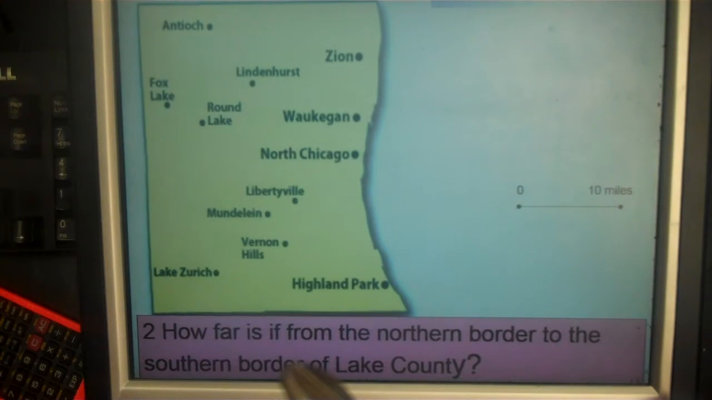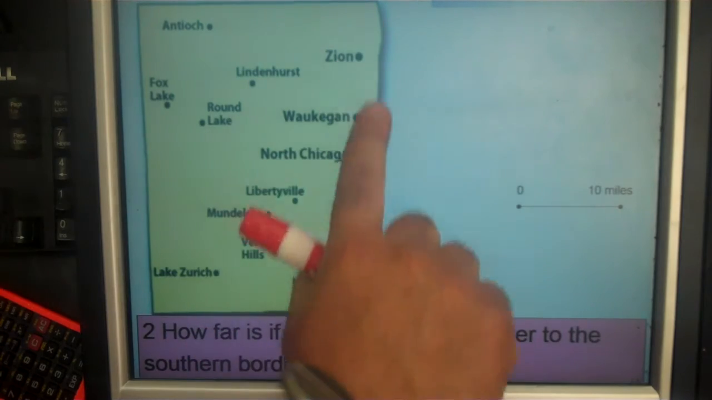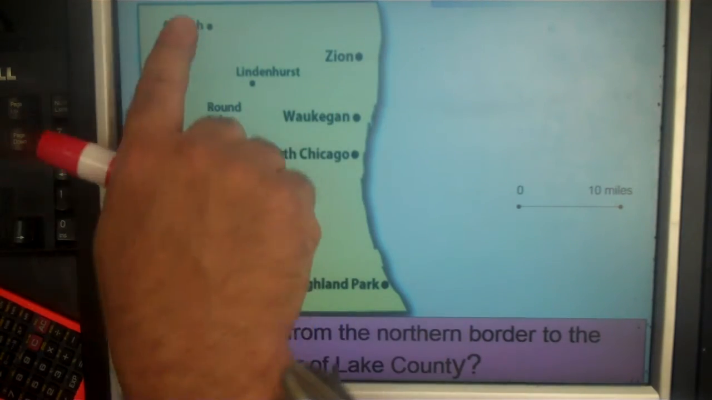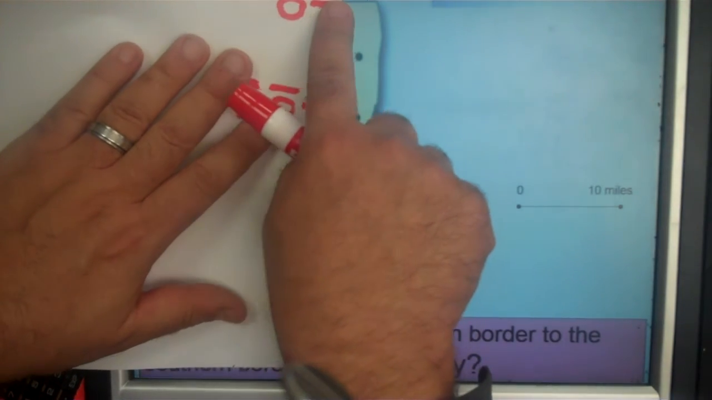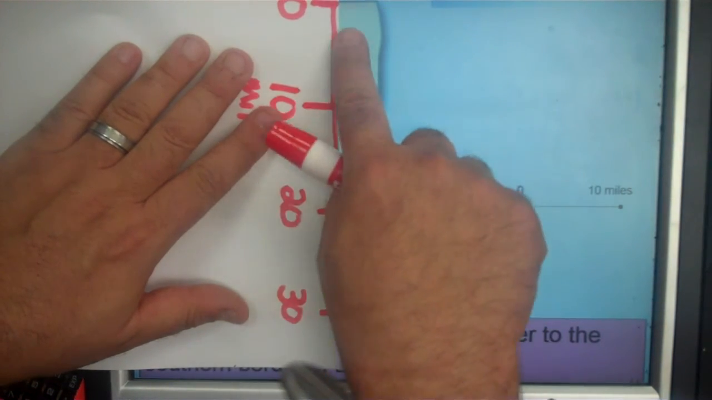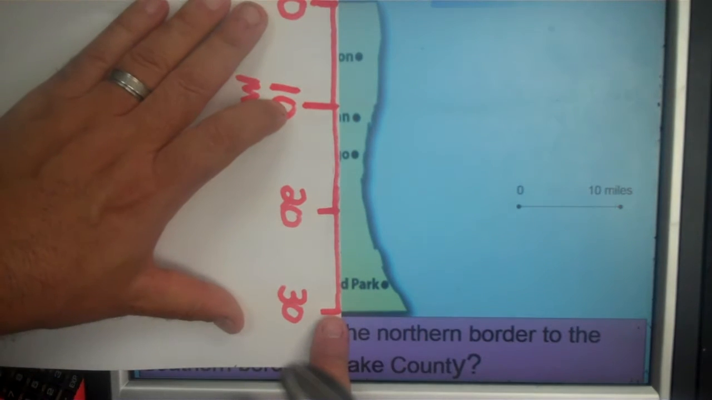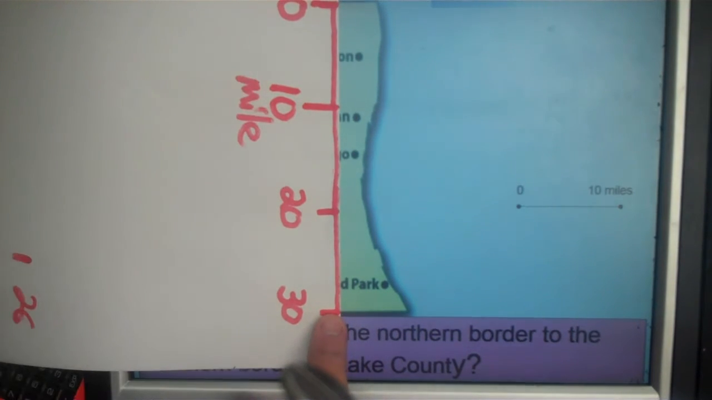Number 2. How far is it from the northern border to the southern border of Lake County? It's all the same height from north to south, no matter where you are on the county. So I'm going to lay my 0 mark at the northern boundary, and I can see that the 30 lines up right at the bottom. So it's 30 miles north to south.